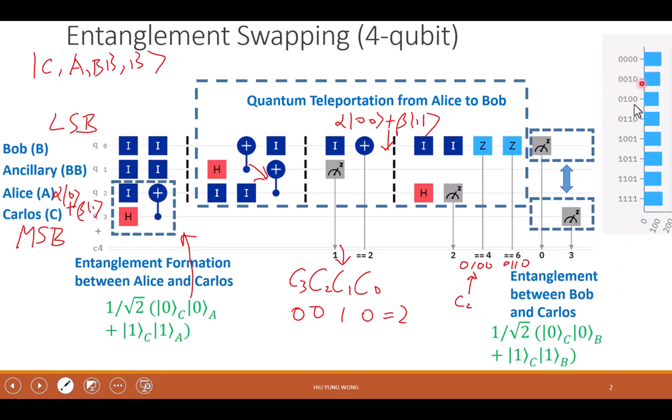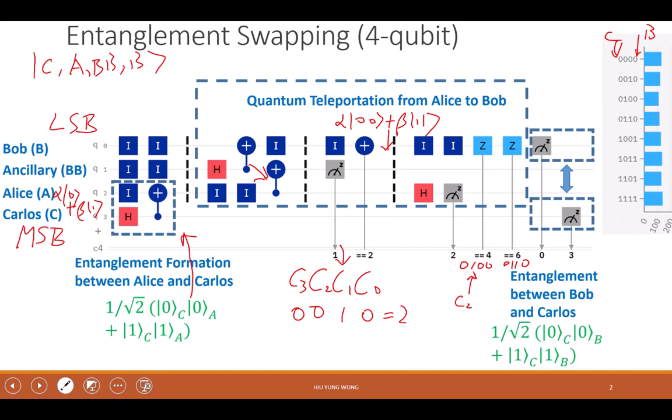Now you look at this clearly. The first and the last one mean Carlos, C, and Bob. These two qubits, the most significant bit and the least significant bit, are always the same: 0000 0000, 1111 1111. You definitely could have other values, for example 0001, but it does not appear here because these two are entangled.